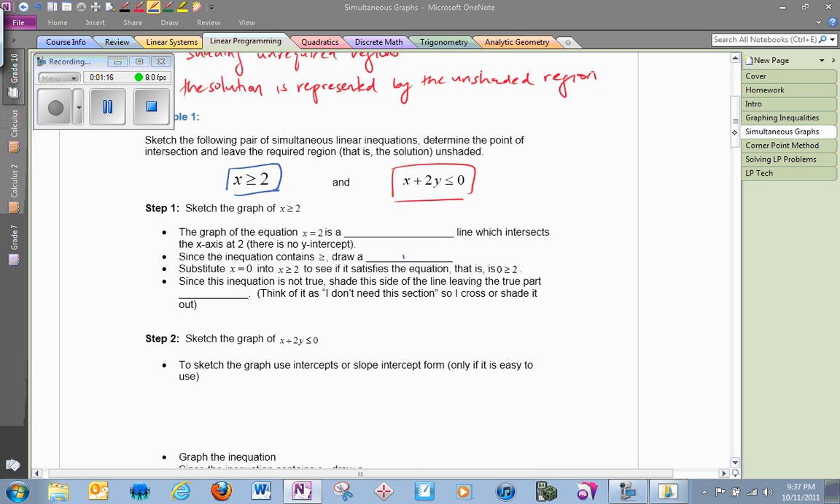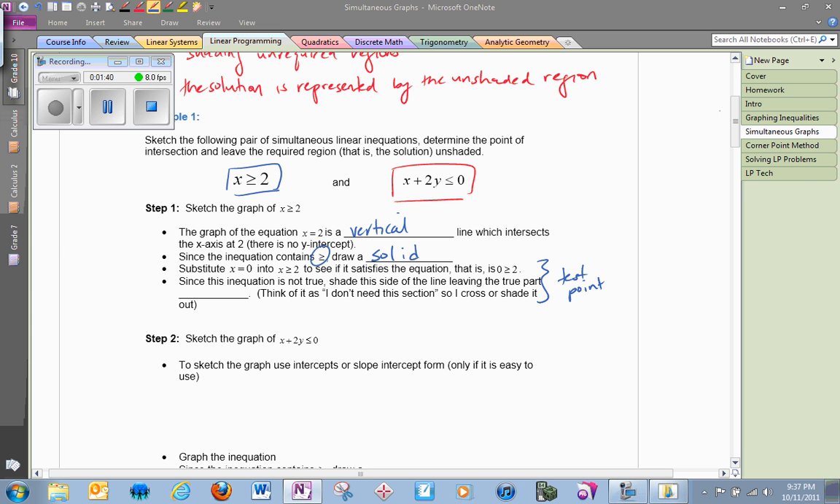Sketch the graph of x is greater than or equal to 2. Well, x equals 2 is a vertical line. It goes through the x-axis at 2, but it has no y-intercept. Because it has the greater than or equal to sign, we know that it's a solid line. And then it says here in all of this, this is basically telling you to pick a test point.